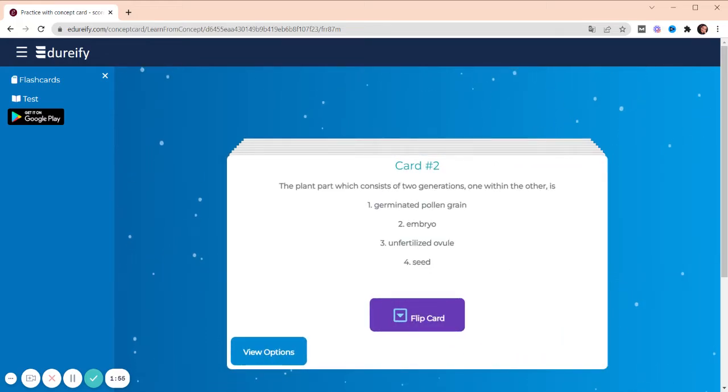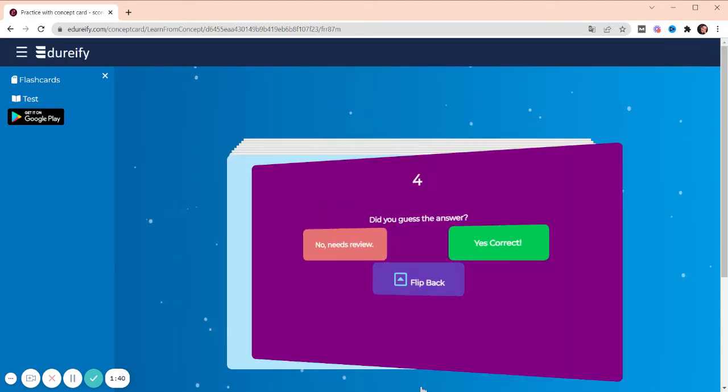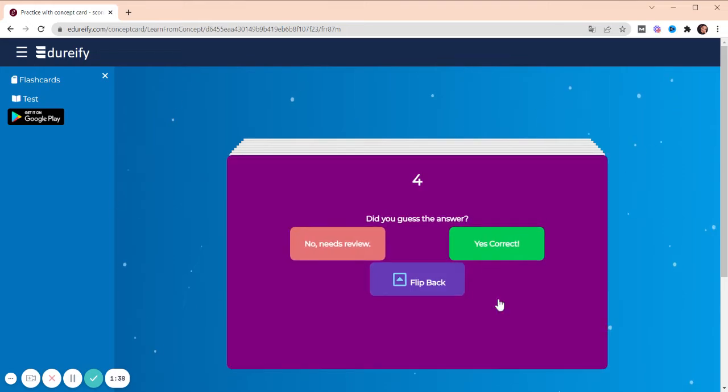Here comes the next question. The plant part which consists of two generations, one within the other, is: germinated pollen grain, embryo, unfertilized ovule, seed. Just flip the card and see the answer. It's fourth, correct.